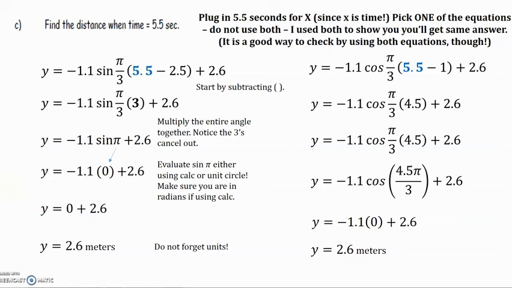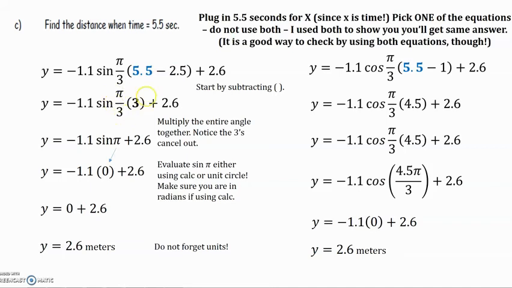So here we go. I'm plugging in 5.5 for my x value, so that's why I now got rid of x and I plugged in 5.5. So we'll do it first with the sine way, and then we'll look at the cosine way and make sure that we get the same answer. So my first step is to always start by subtracting inside my parentheses. We're kind of following a little PEMDAS here. So 5.5 minus 2.5 is now 3. Now we want to think about this as our angle.